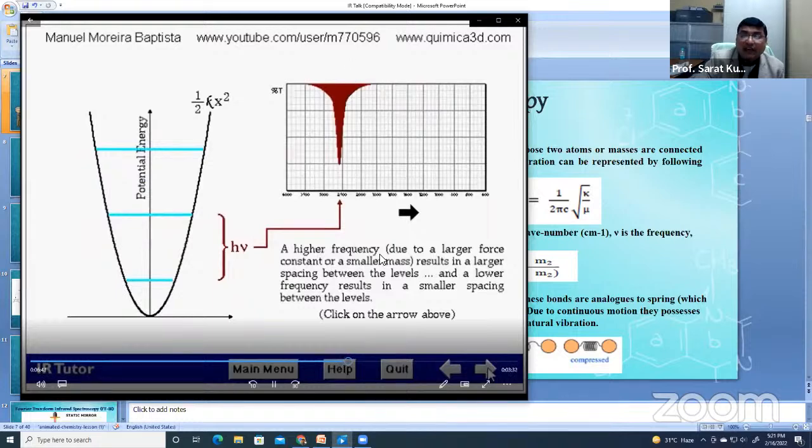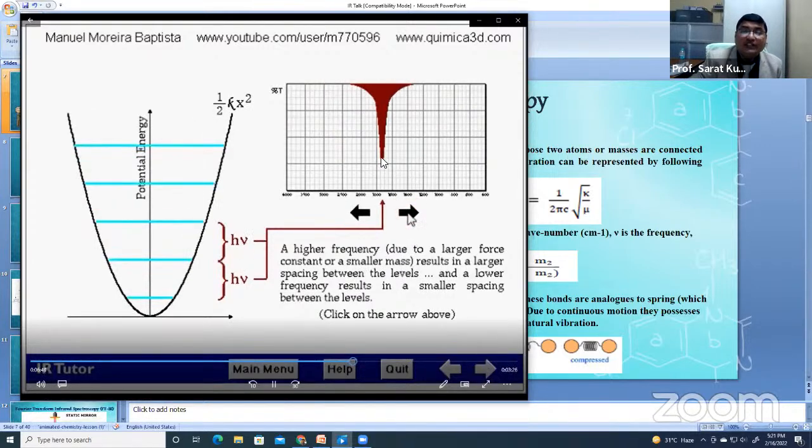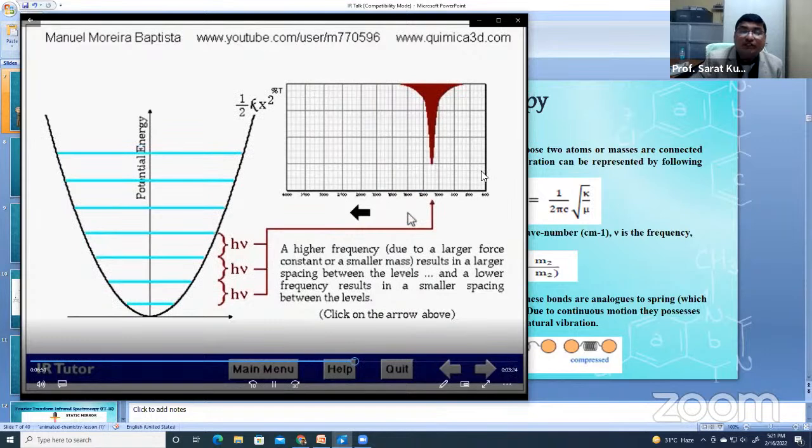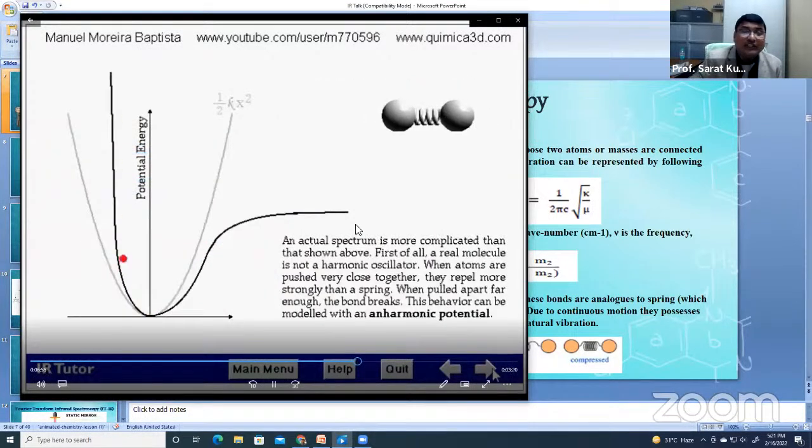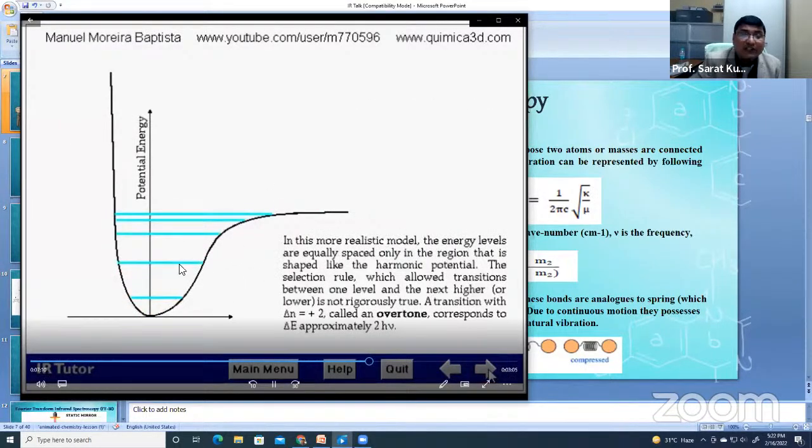The higher frequency is due to a larger force constant, and if the mass is smaller, the distance becomes different. Depending on the different vibration, it gives different results. That depends on the size. You see the size, it gives the potential, and the potential energy from here, suppose the atoms are exposed to one another, and the energy, you see the different levels.